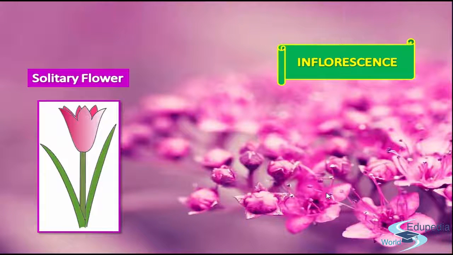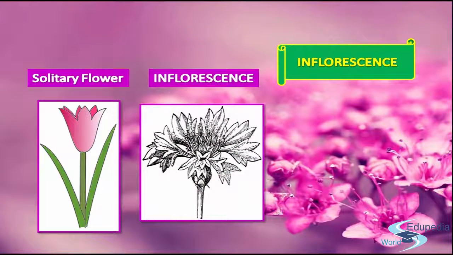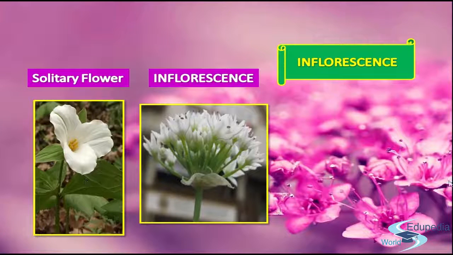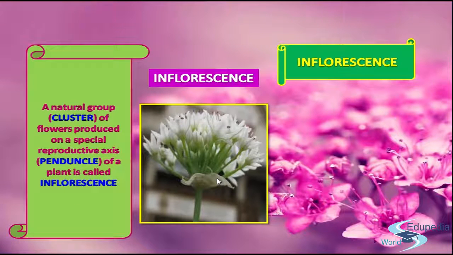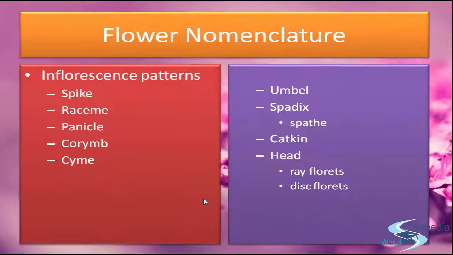This is your solitary flower, and its inflorescence could be like this. See, this is your solitary flower, but this is your inflorescence, that means the cluster of florets. A natural group or cluster of flowers produced on a special reproductive axis, which is also called the peduncle, is called an inflorescence. So this is your peduncle and this is your inflorescence.